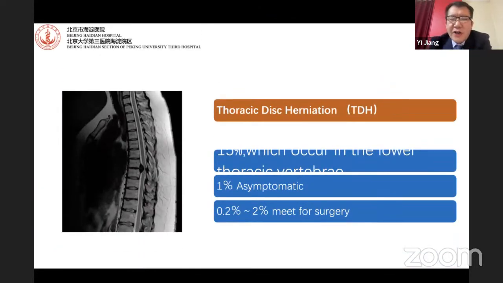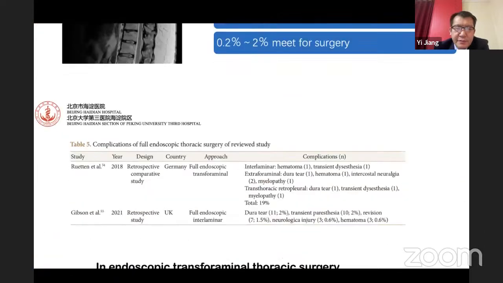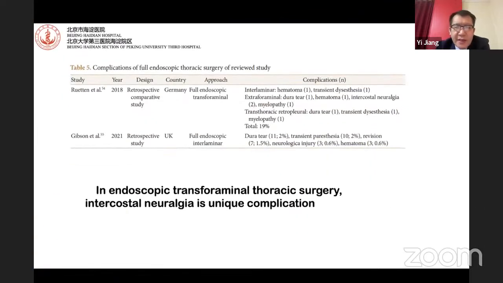About thoracic disc herniation, it's rare in the clinic, and less than 2% need surgery. With the endoscopic transforaminal approach for thoracic surgery, costal neuralgia is a unique complication. I met one case in my work.